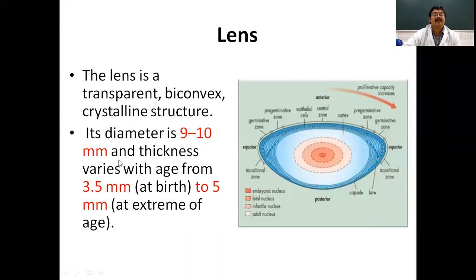Its diameter is around 9 to 10 millimeters, and its thickness varies with age. At birth, it is 3.5 millimeters, and it increases as age increases. At extreme age, the thickness increases to 5 millimeters. It has a capsule, anterior epithelium, the cortex, and the nuclei. The centermost is the embryonic nucleus, followed by the fetal, the infantile, and the adult nucleus.